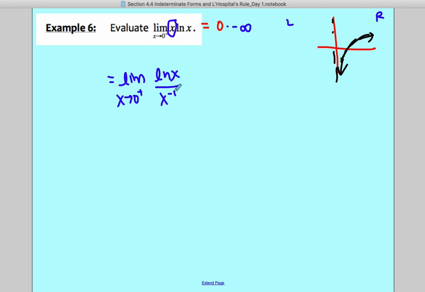Now if I plug in 0, we know that this is 0, and here, this piece we need to look at. X to the negative 1, I can think about it as 1 over x. If I plug in 0 here, I would have 1 over 0. What did we discuss earlier about 1 over 0? It's a form of infinity. Okay, so we have infinity here.